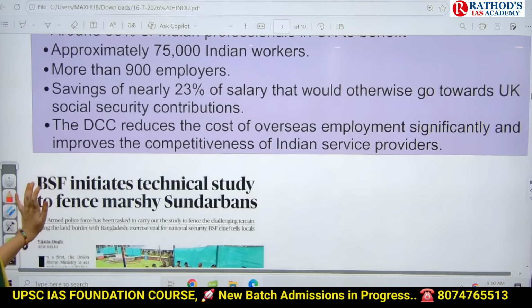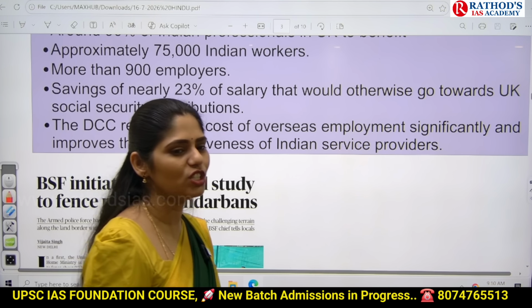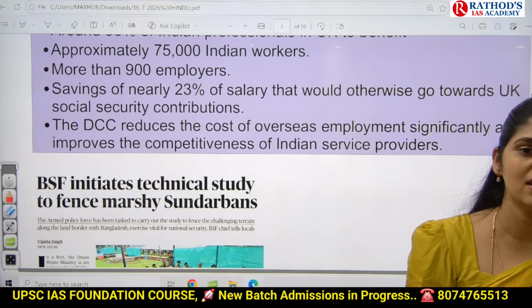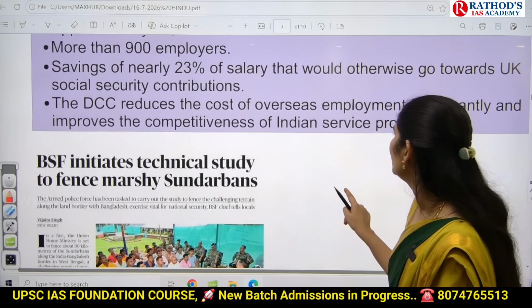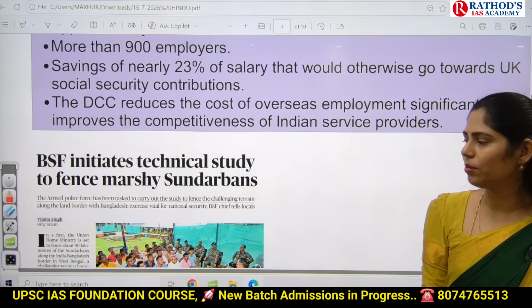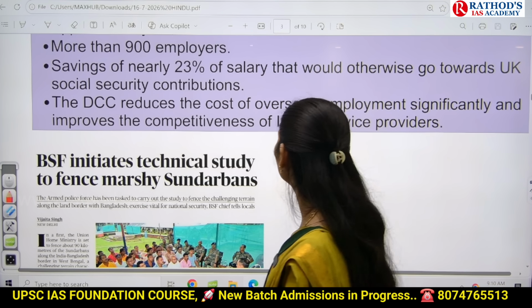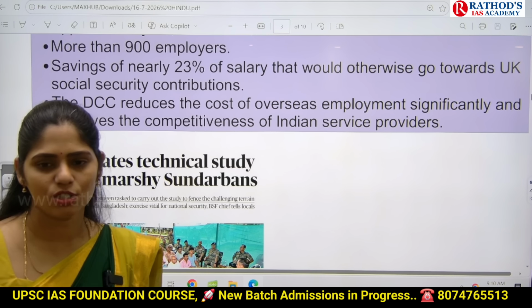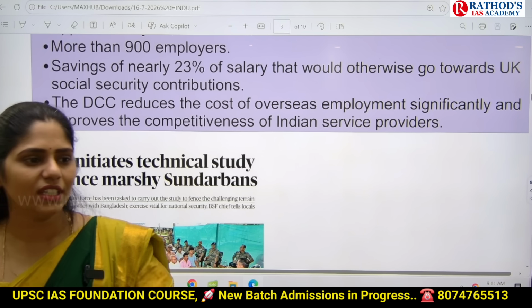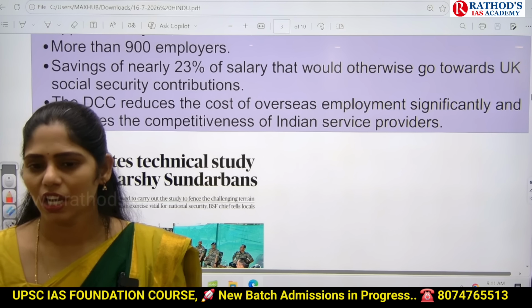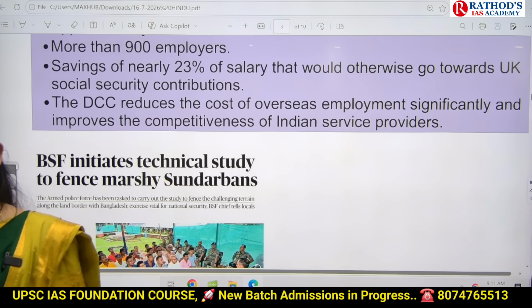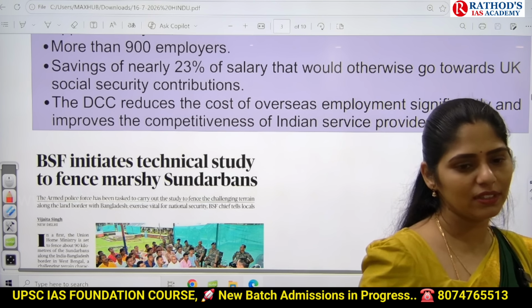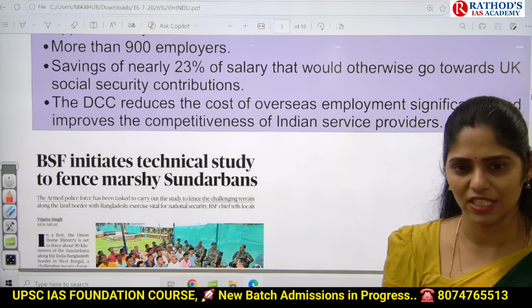Next, it will increase their savings by around 23% of their salary in UK, and they can send this 23% back to India as remittances. It will also reduce the cost of overseas employment. Because of this, we can increase the competitiveness of the Indian service sector in UK. We can send more and more Indians to UK for temporary work, and after they come back to India, they will bring technology and implement it in India. That will lead to overall growth and development of our country. So these will be the overall positive impacts of this agreement.